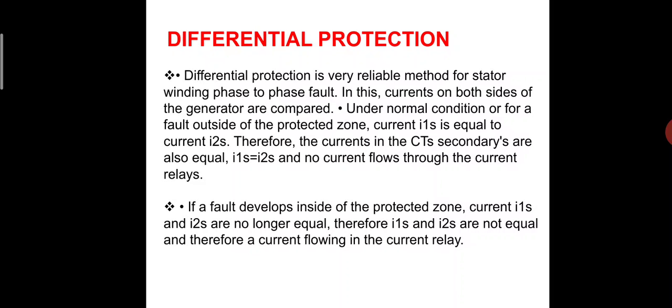Therefore, the currents in the series secondaries are also equal. I1S is equal to I2S, and no current flows through the current relay. If a fault develops inside of the protected zone, currents I1S and I2S are no longer equal, and therefore a current flows in the current relay.